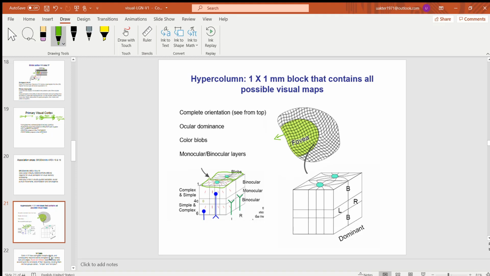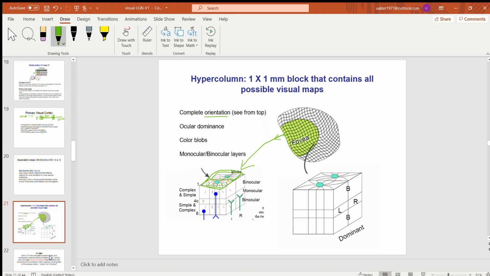No, this is one hypercolumn. So if you just see one hypercolumn, you can see a few complete maps. One is the complete orientation map. You see that all different directions or orientations are present in the hypercolumn. That means the neurons are systematically sensitive to different orientations. So you'll find the neurons that are sensitive to different orientations.